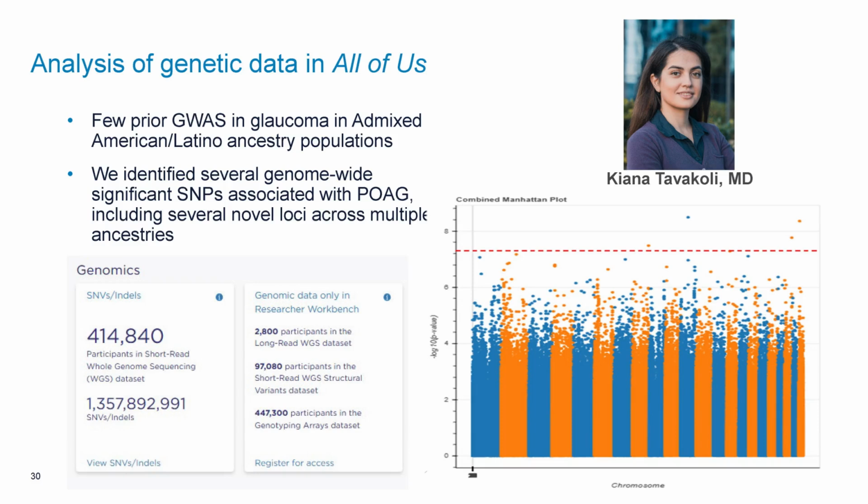Most recently, this is Kiana Tavakoli. She's another fellow of mine who's also applying for residency this year, has been doing work with the genomic data in All of Us. And actually, GWAS in admixed American Latino ancestry populations was something that had not been really looked at in depth before. And so we've been able to do some work there and identify some new variants associated with POAG. And the stats there just give you a sense of how much genomic data is available, and it is quite impressive.